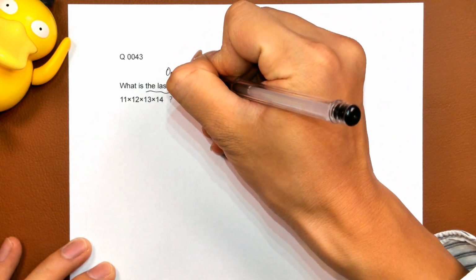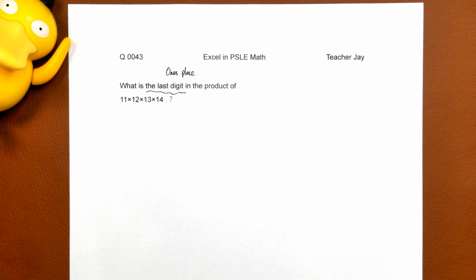Ones place. 个位。那么我们要知道 when two integers are multiplied together, 当两个数乘在一起 the ones place of the product is determined by the ones place of the two multipliers. 当两个数字在相乘的时候，结果的个位是由这两个乘数决定的。I repeat again. When two integers are multiplied together, the ones place of the product is determined by the ones place of the two multipliers.